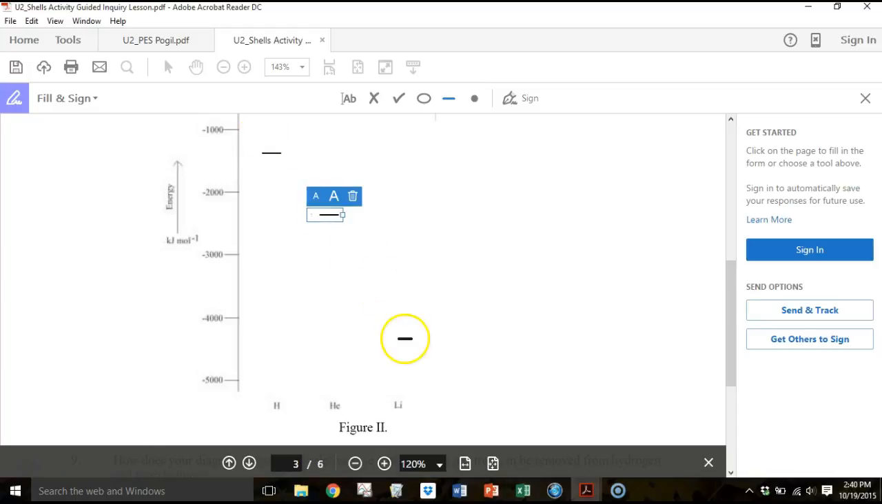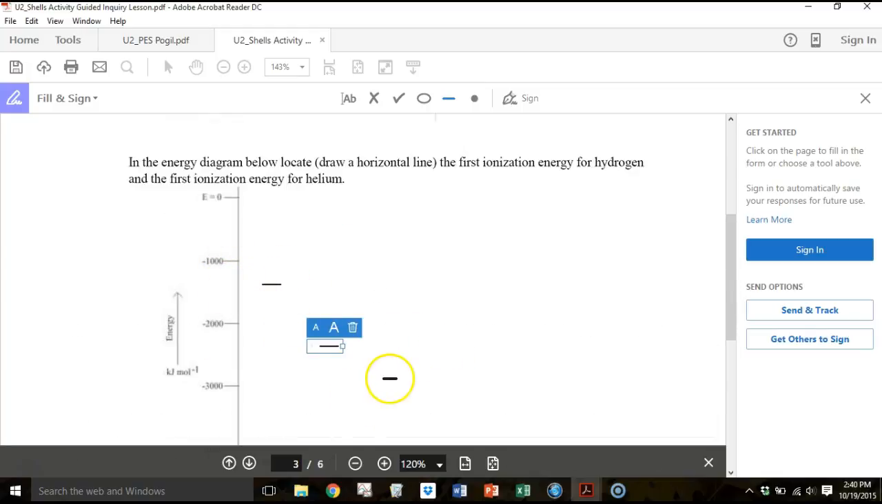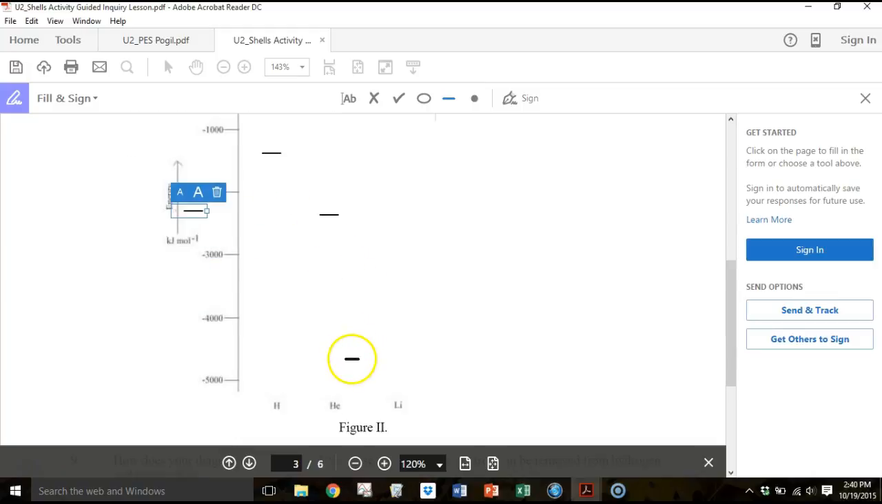So again, it says, how does your diagram illustrate the relativities? Notice the reason we're doing it in the order we're doing it is because the lower the ionization energy, the closer that electron is to being able to be removed, and the less energy it takes to take it out. So this distance from here to here gives me the relative ease of removal. This electron in helium is way more strongly held, closer to the nucleus, than these ones in hydrogen. So that's also another reason for depicting this the way that we do.